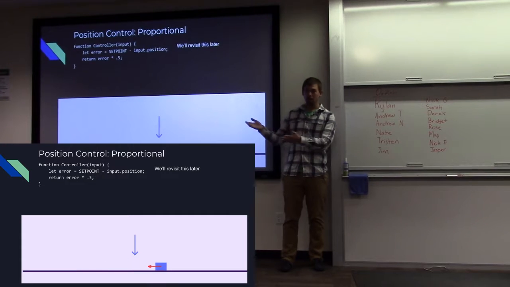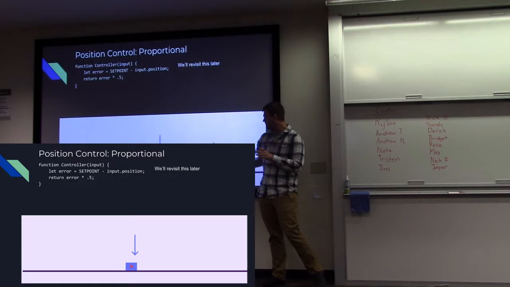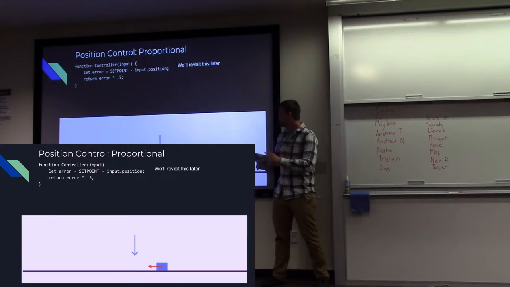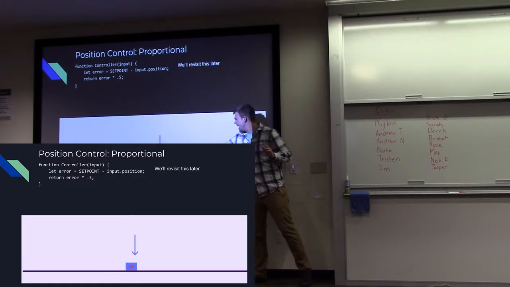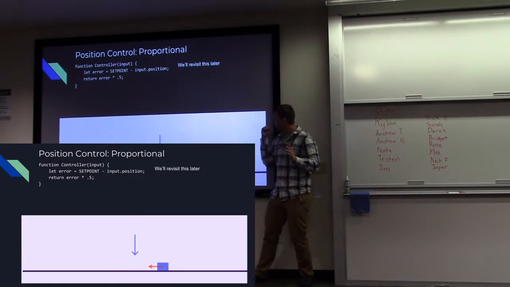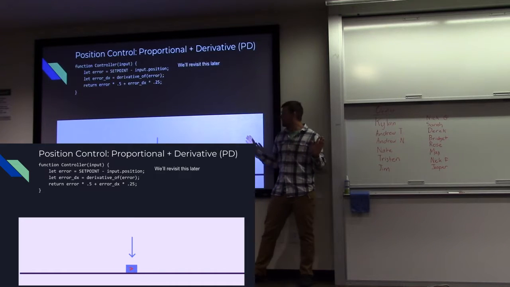We can do better. This is the next iteration. I'm going to go with some force proportional to the distance I am away. So the further I am away, I go really fast. As I get closer, I kind of slow down. And we see this behavior. We overshoot a little bit and then come back to correct it. Let's do a little better.